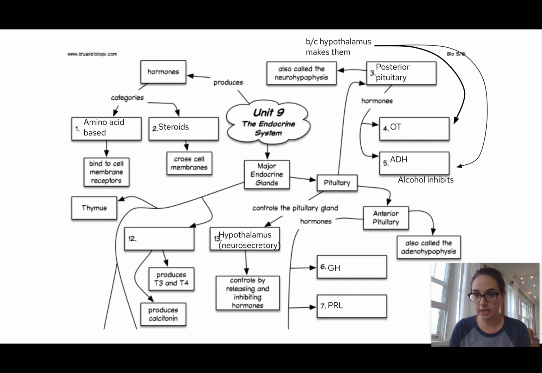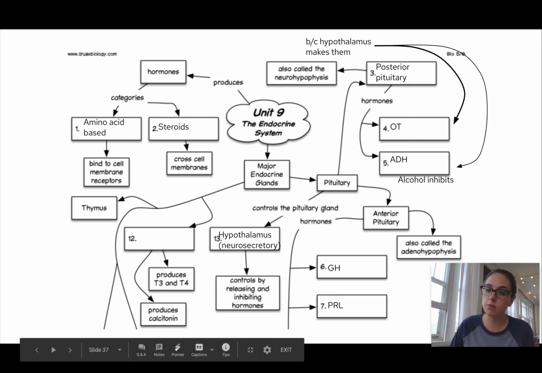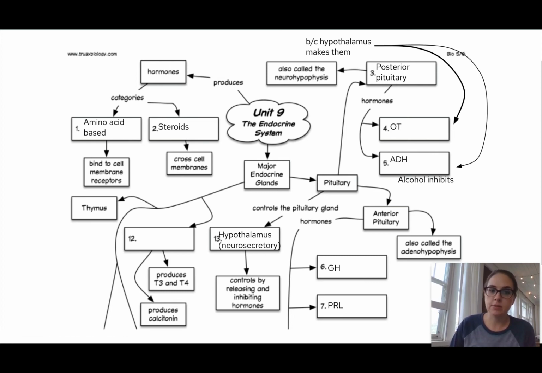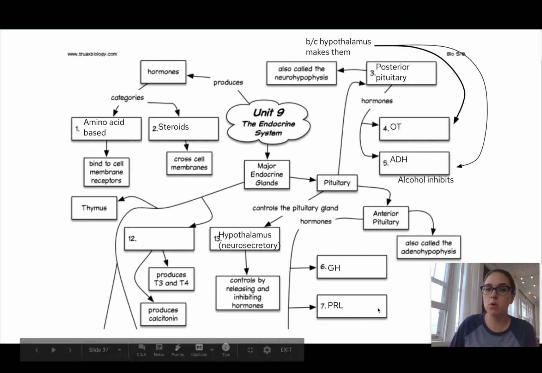But GH, growth hormone, tells your muscles and bones to grow, super active during childhood as you're growing and developing. PRL is prolactin, as in lactate. It is what is going to stimulate the breast to make milk after childbirth. Oxytocin releases the milk. Prolactin makes the milk. They're both involved, just a little bit different role. Okay, more on the pituitary as we move down the next page.